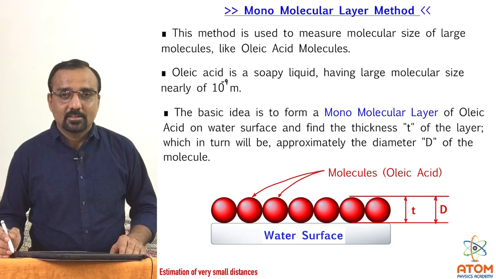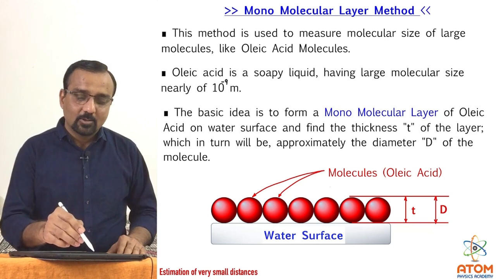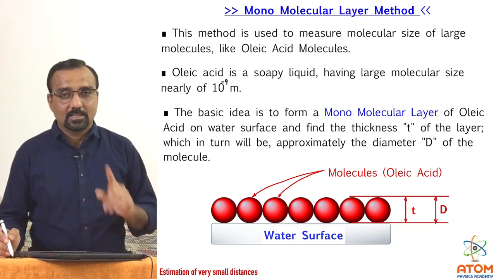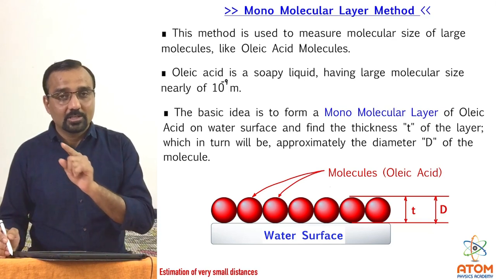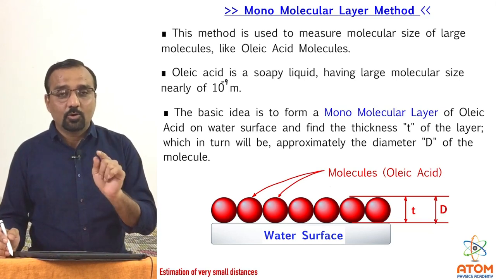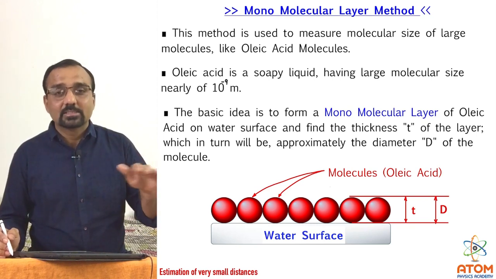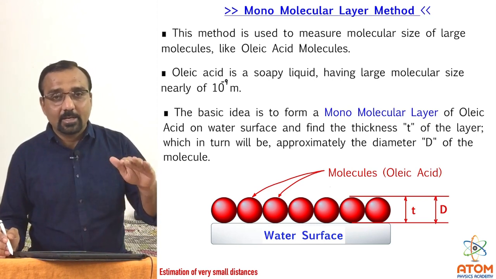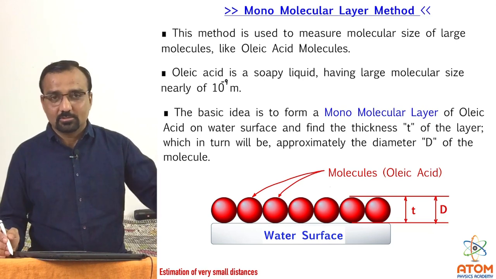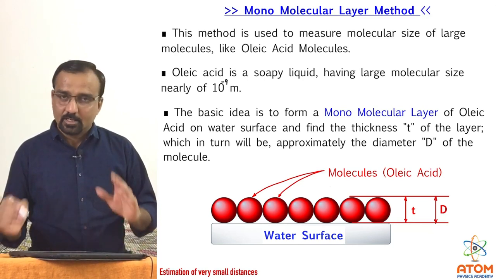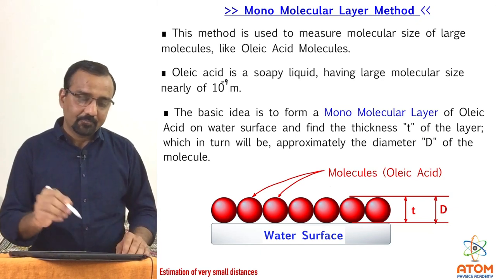Now let us see a simple method of estimation of size of molecules, that is the monomolecular layer method. See the name, monomolecular layer. Mono means one, molecular means made by molecules, and a layer. So a layer made by single molecules is known as a monomolecular layer. Now what is it? Let us see.